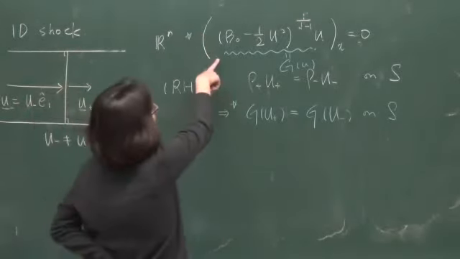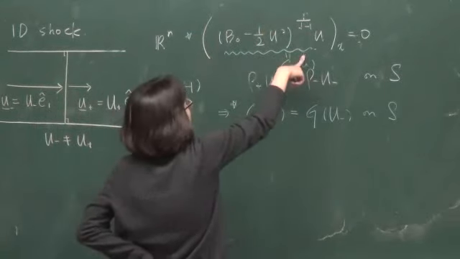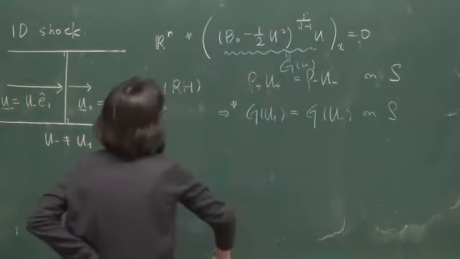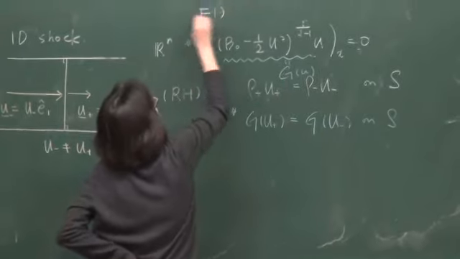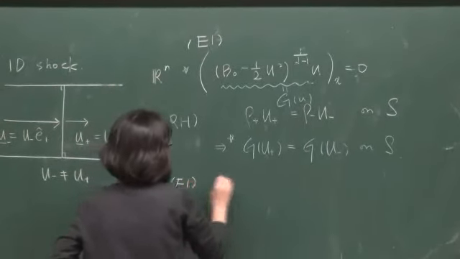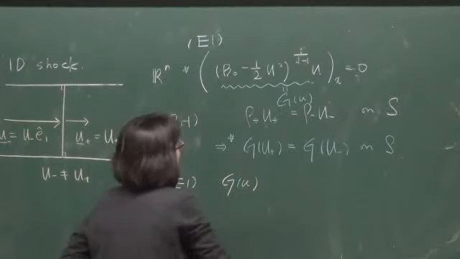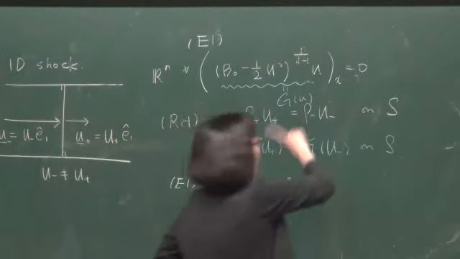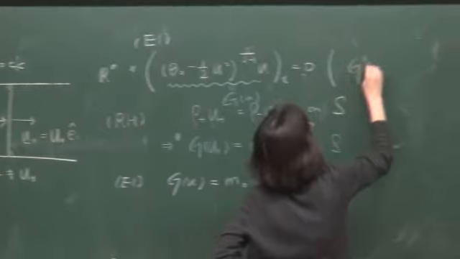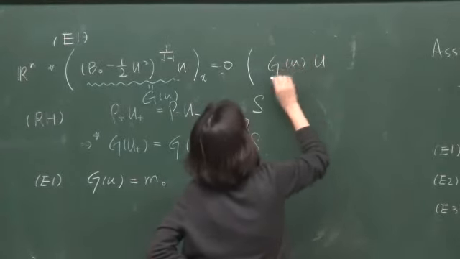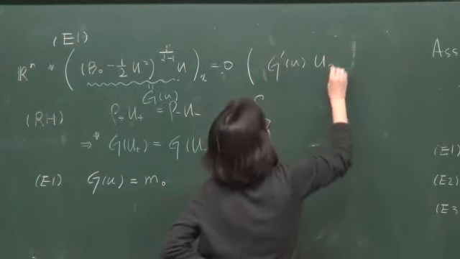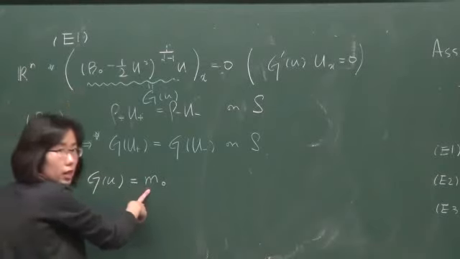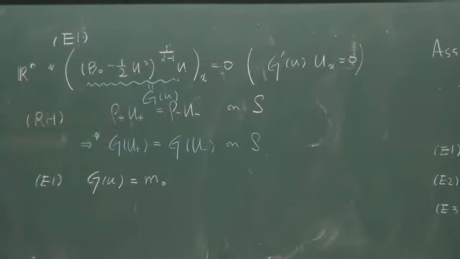Let's see. If you look at the equation, this means that in smooth flow, this must be a constant. So here, from the equation, let me call this E1 now. E1 implies that G of U itself must be a constant, in smooth flow. Actually, this is the same as G prime of U times Ux, where G prime of U times Ux equals 0. So anyway, this quantity inside must be a constant, M0, which I call total momentum.